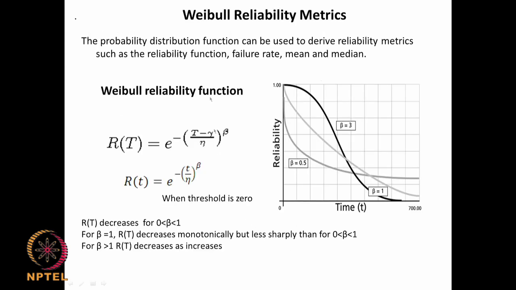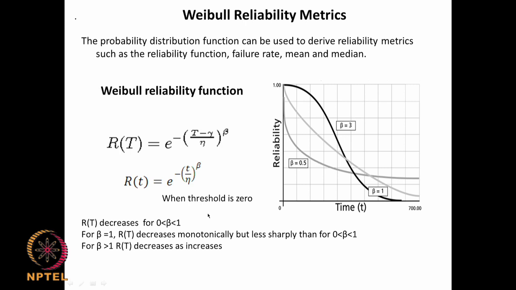And then there are other terms, they are called Weibull reliability metrics. So, 1 minus reliability can be unreliability. It is given by this formula, e to the power minus (t minus gamma) by eta, raised to beta. If your gamma is 0, that means if the threshold is 0, then you can call it R(t) is equal to e to the power minus (t by eta) raised to the power beta. As you can see, depending upon the beta, you can have different types of curves here.